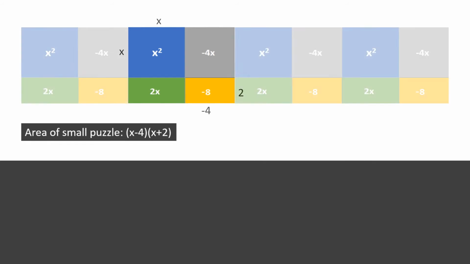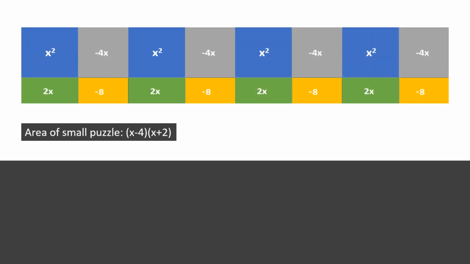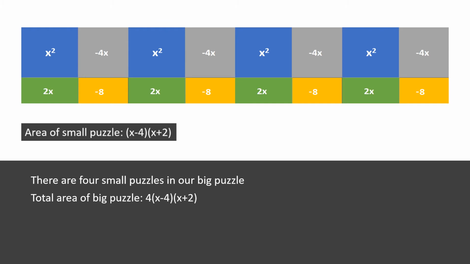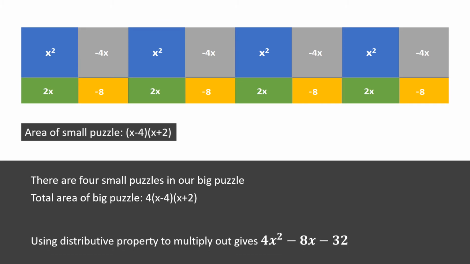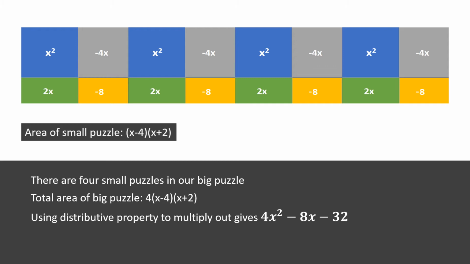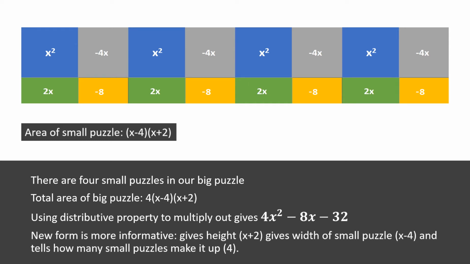And we'll notice that there are 4 of these small puzzles. So if each small puzzle has an area of x minus 4 times x plus 2, then our total area must be 4 times that. And using the distributive property to multiply out gives us 4 times x squared minus 8x minus 32. So this new form is much more informative. It gives the height, which is x plus 2, and gives the width of the small puzzle, x minus 4, and tells us how many small puzzles make up the big rectangle, which is 4 small puzzles.